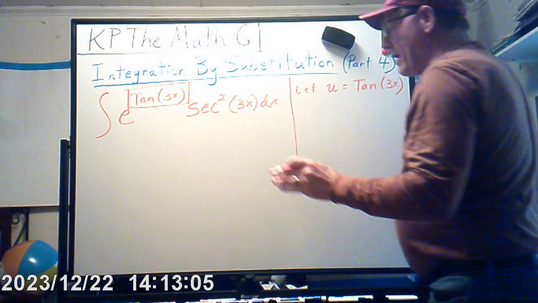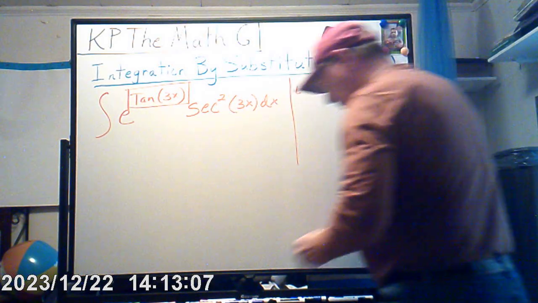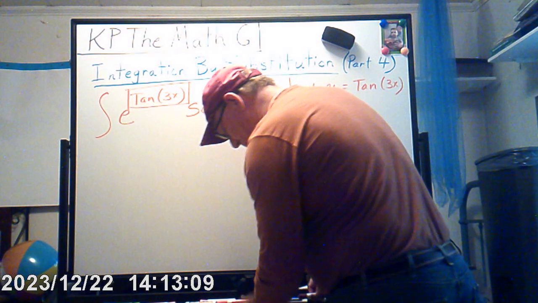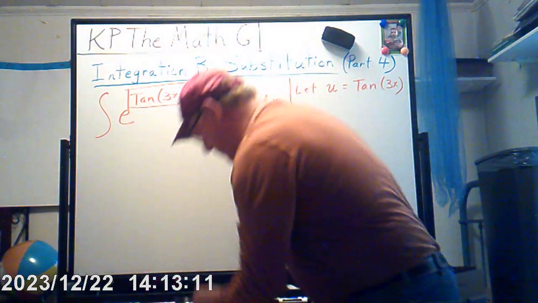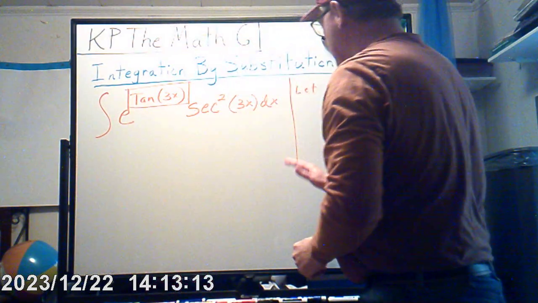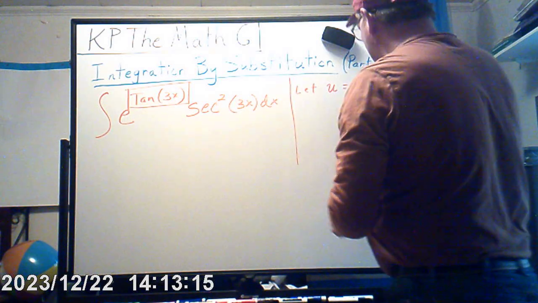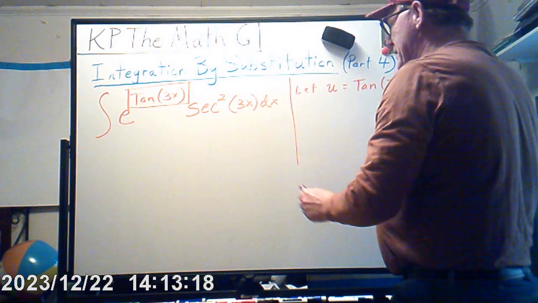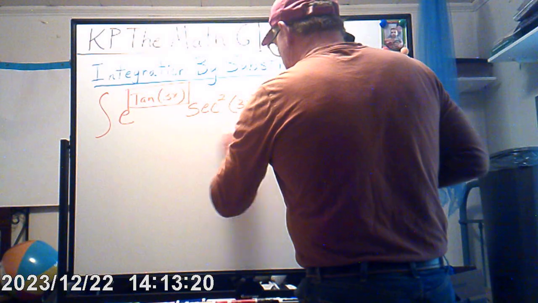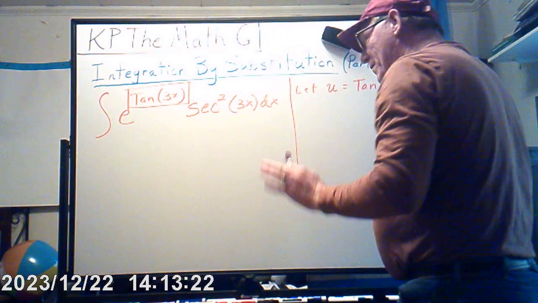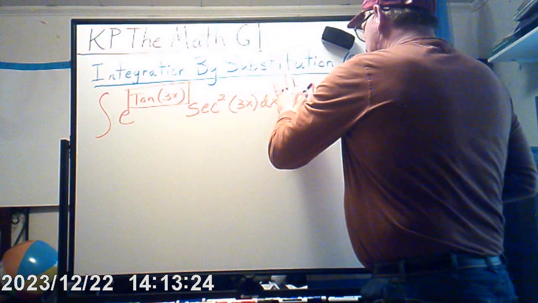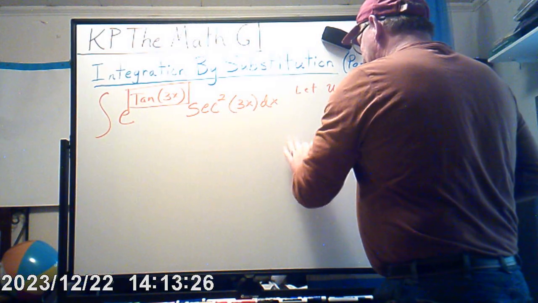The reason I'm picking that is very simple. The reason I'm picking that is that when I take the derivative of both sides, I'm going to get this back. Actually, I'm going to get a little more than this back. So let me move this line out of the way because I need room.